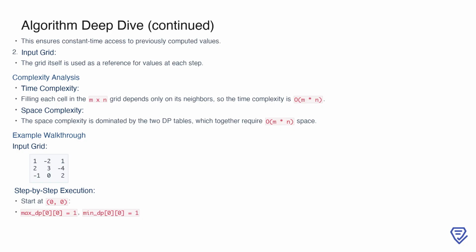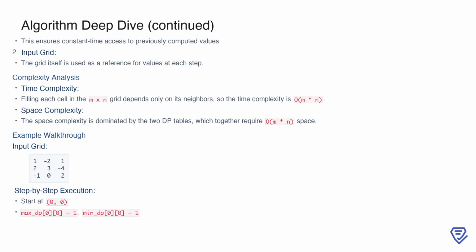When analyzing the complexity, the time complexity is O(m*n), because we process each cell in the M×N grid and only depend on its immediate neighbors. The space complexity is also O(m*n), due to the storage requirements of the two DP tables.